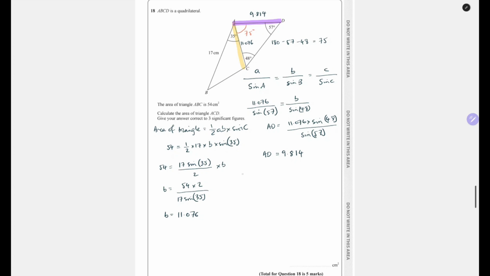We can then use our area of triangle formula, half AB sine C, to work out the area of ACD. So the area of ACD is equal to half multiplied by A, which is 11.076, multiplied by B, which is 9.814, multiplied by sine 75. If we put that into our calculator, we get 52.498. Now the question has asked us to give our answer correct to three significant figures, and so the answer is going to be 52.5 centimeters squared.